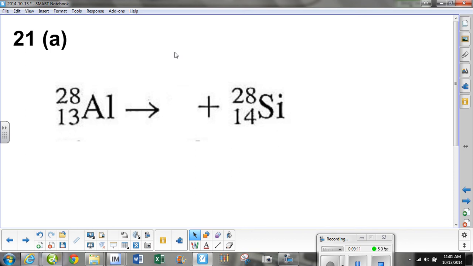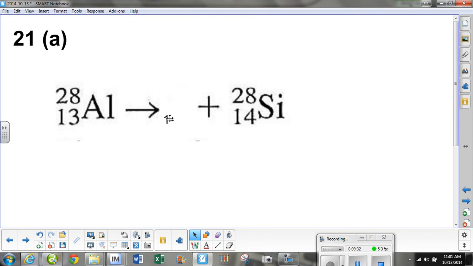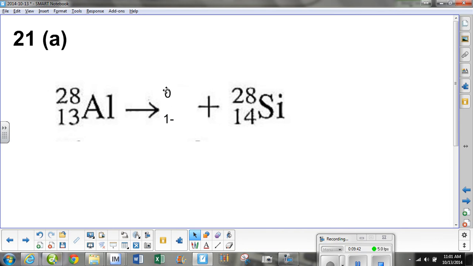Label it as A. And now you've got 28 over 13 for aluminum and 28 over 14 for silicon. And now here's how you fill it in. 13 is equal to 1 minus plus 14, yes? And what would the number have to be on the top? It has to be 0, because you know it's a beta particle, or you could write it as e. Okay? And there you go. That's all there is to it.